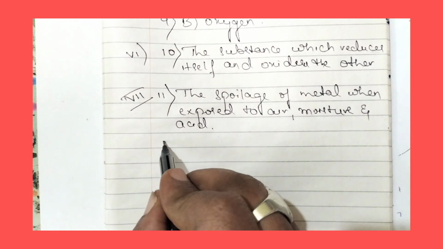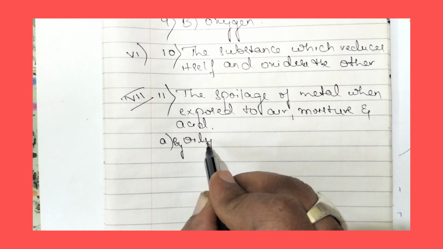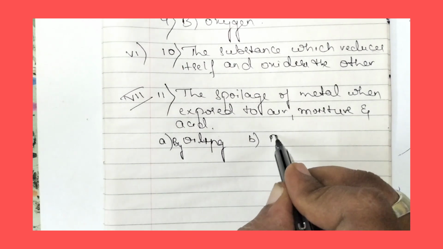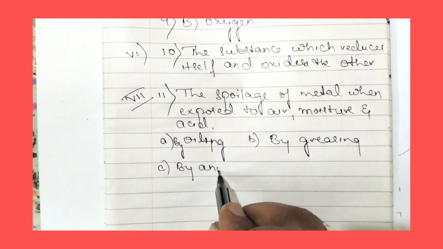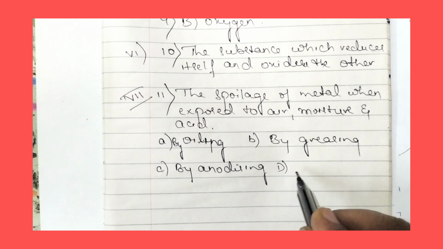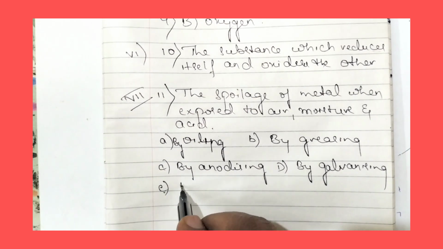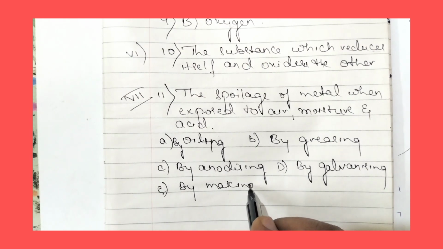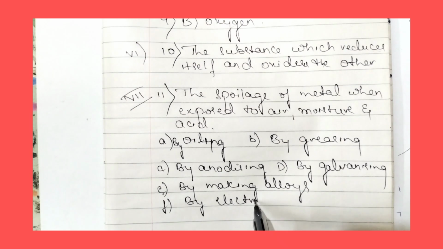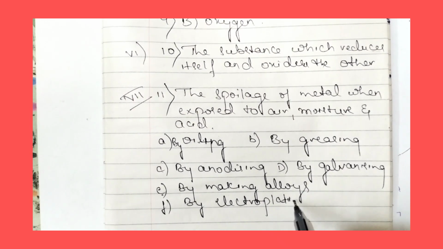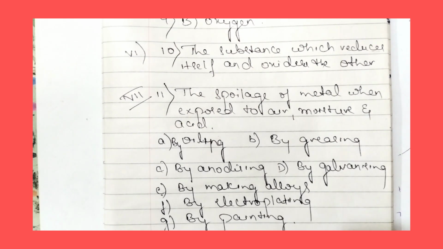Now how to avoid corrosion? You can avoid corrosion by oiling, by greasing, by anodizing, by galvanizing, by making alloys, by electroplating, and by painting. So these are the methods to avoid corrosion.